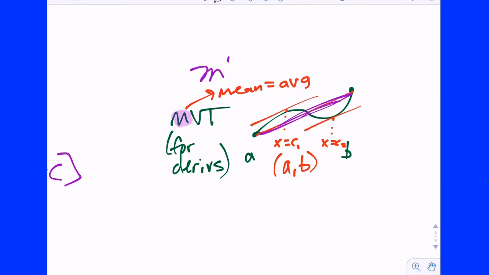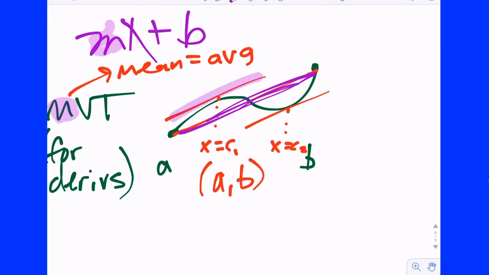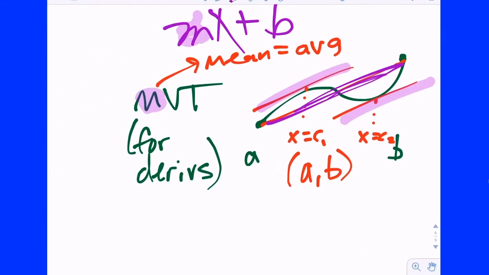And of course, back in Algebra 1, mx plus b, m represented the what? The slope of the line. So you can remember that as your tangent line slope. So the MVT is the same as the slope VT, whereas the IVT is the Y VT for proving y values.